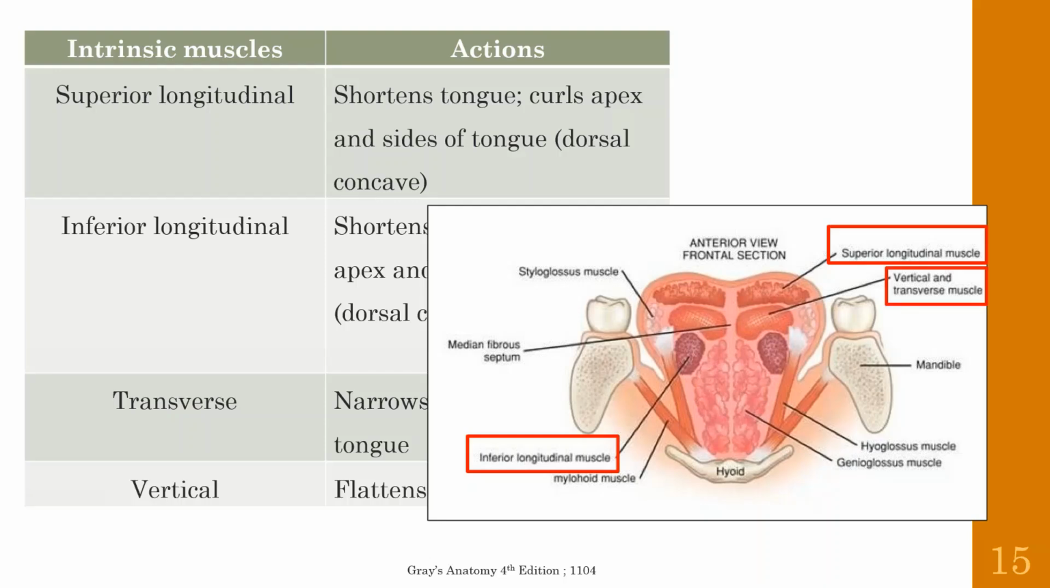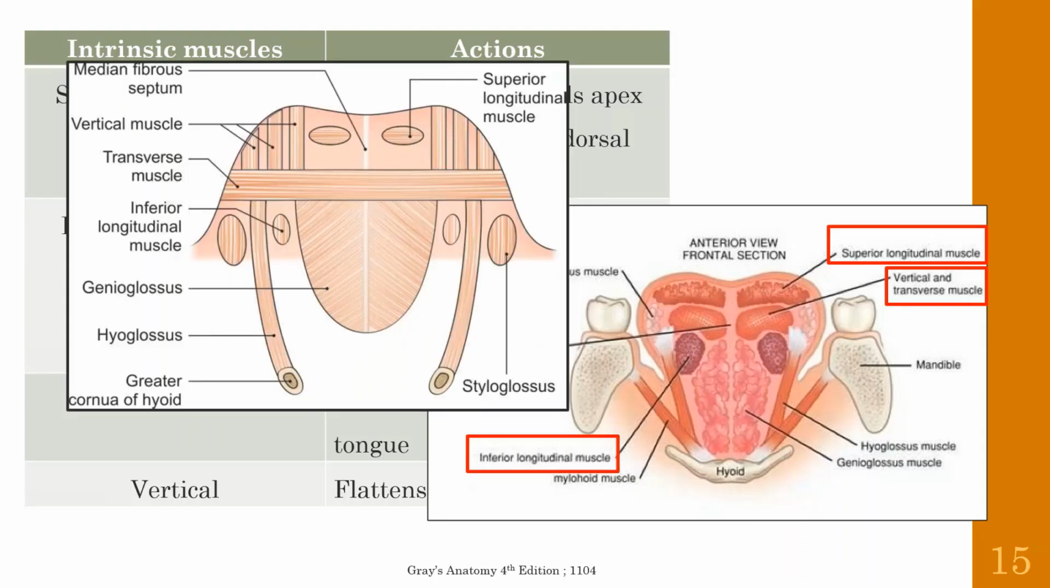The transverse muscle origin is at the median septum of the tongue, and insertion is at the submucosal connective tissue on the lateral margins of the tongue. It narrows and elongates the tongue. The vertical muscle origin is at the submucosal connective tissue at the dorsum, and it inserts at the connective tissue in the ventral region. It flattens and widens the tongue.